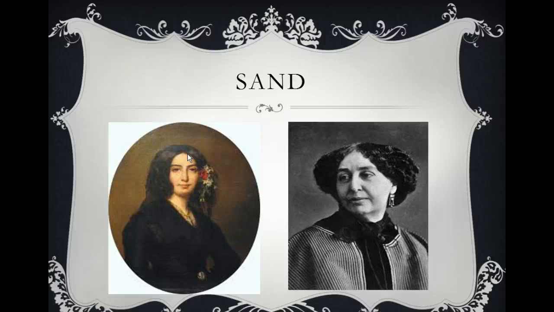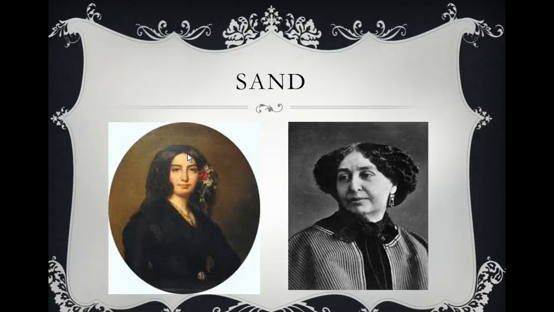George Sand is a pen name of our only female author that we'll talk about here. Her name was Amandine Aurore Lucile Dupin, and she emphasized themes of the romantic love of nature and moral idealism. This is her as she was younger and then older, but a romantic writer. Pen name, though, a man, so that she could get her things published.